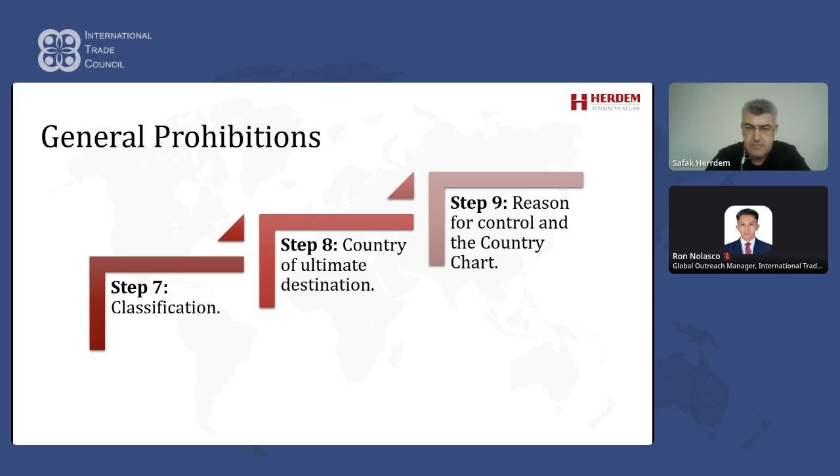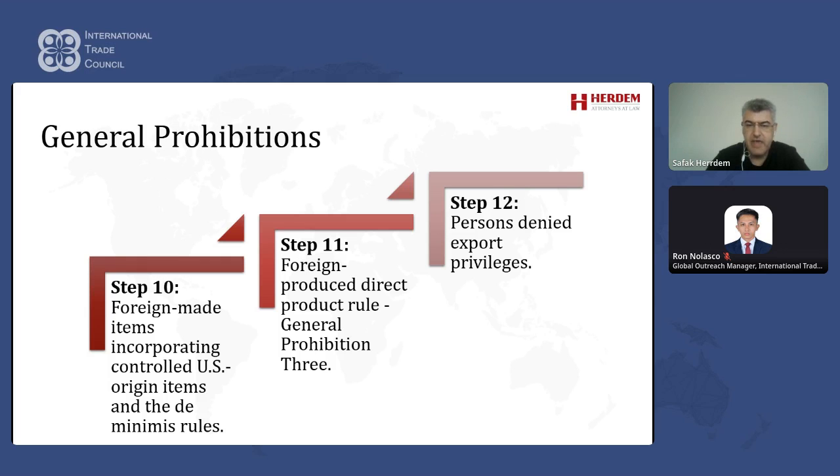Step 10 is foreign-made items incorporating controlled US origin items, and the de minimis rule. As a broad explanation, the de minimis rule determines if a foreign-made item is subject to US controls due to its US origin parts. If a foreign-made item abroad is a foreign-made commodity that incorporates controlled US origin commodities, is bundled with controlled US origin software, or is software that is commingled with controlled US origin software, or a technology that is combined with controlled US origin technology, then it's subject to the ER if the US origin control content exceeds the de minimis levels, which is 25% of the product.